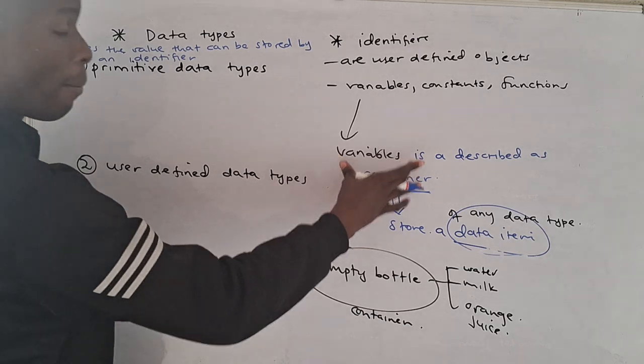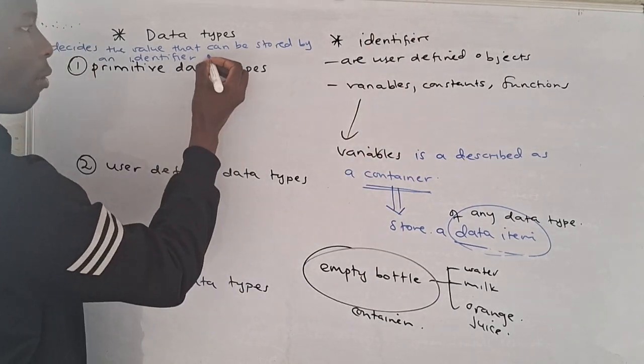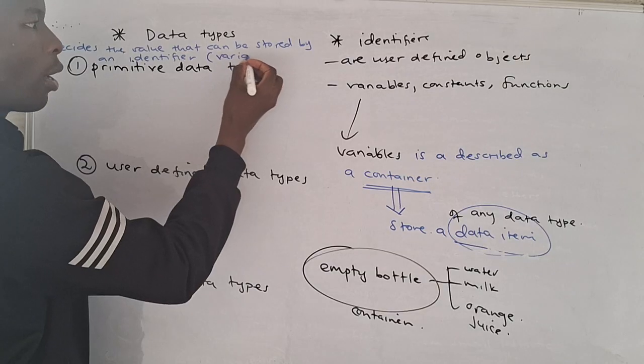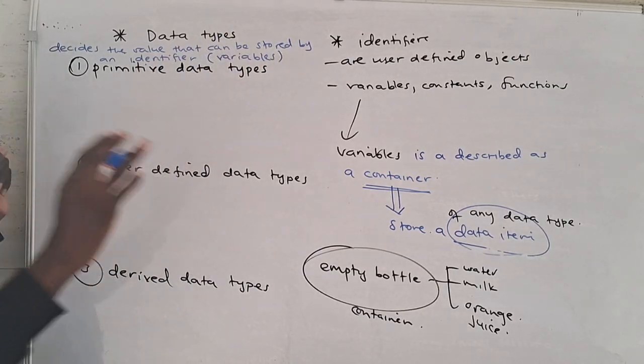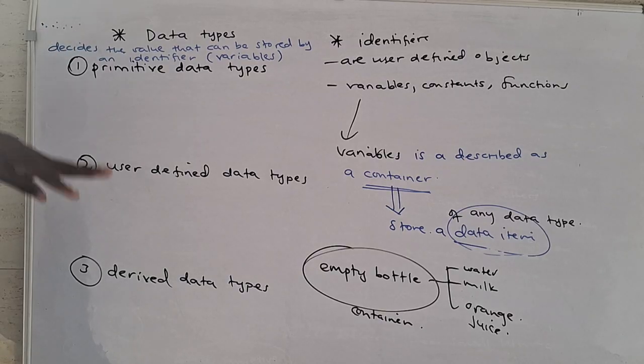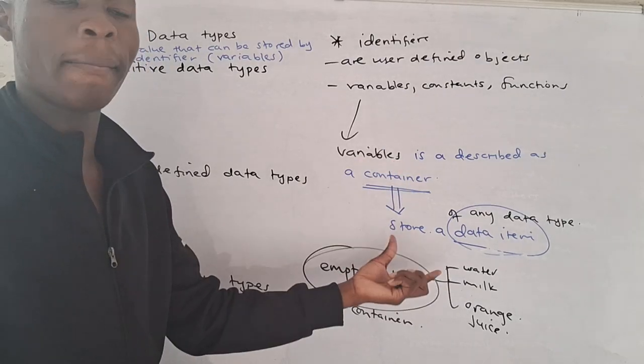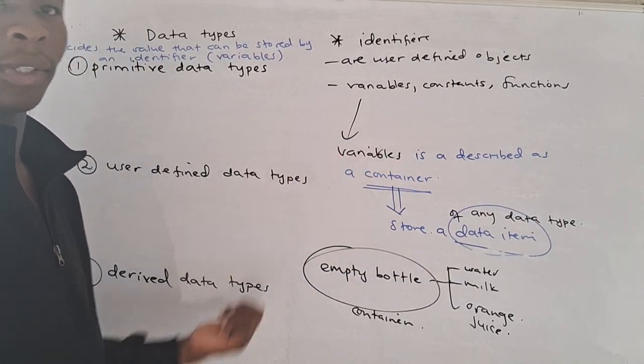And in this case, I am giving an example of this variable. Remember, a variable is an identifier. In this case, I'm giving variables as an example. So the data type is going to decide the value that can be stored by an identifier. So the data type is going to tell us that this variable is storing this.